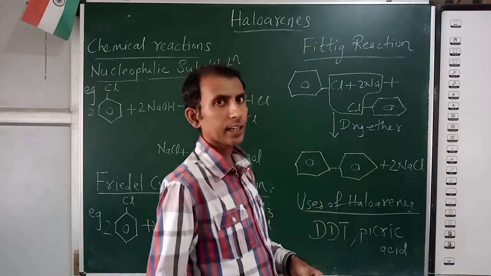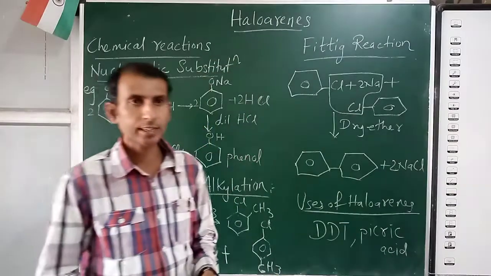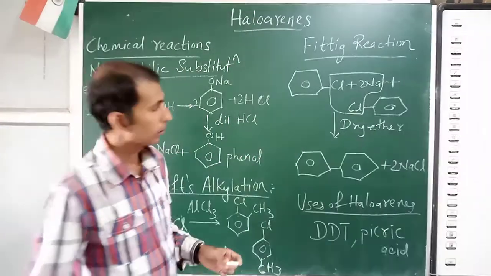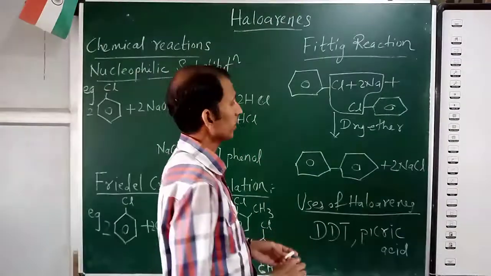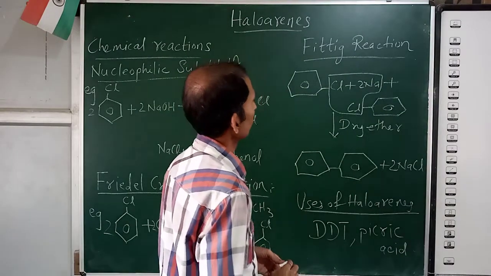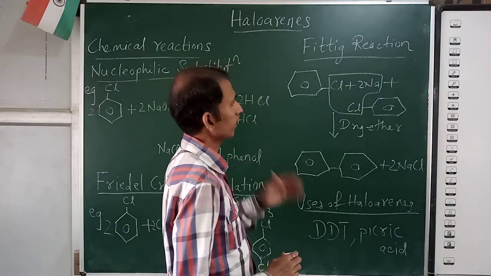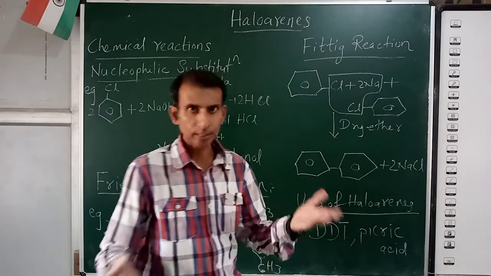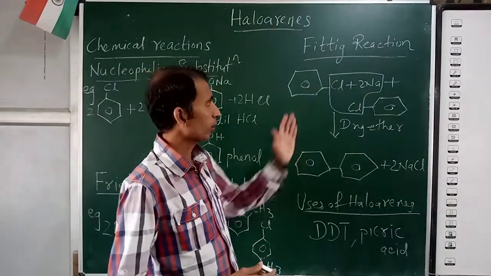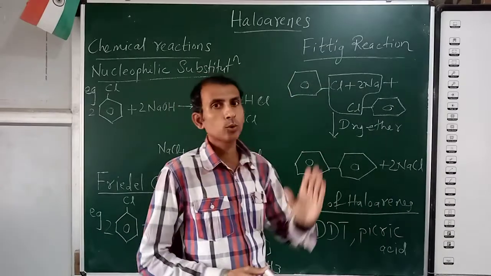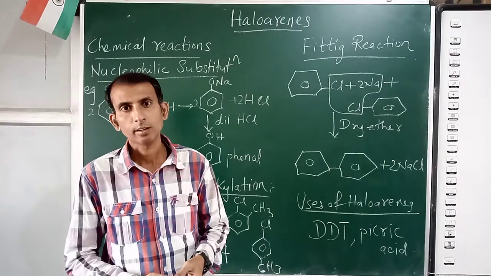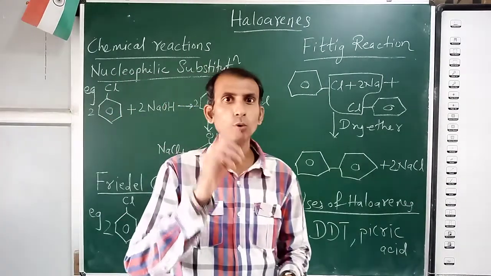And now we have the last reaction for today. Again a name reaction, the Fittig reaction. Now here Fittig took 2 molecules of chlorobenzene, that is haloarene, and 2 atoms of sodium.